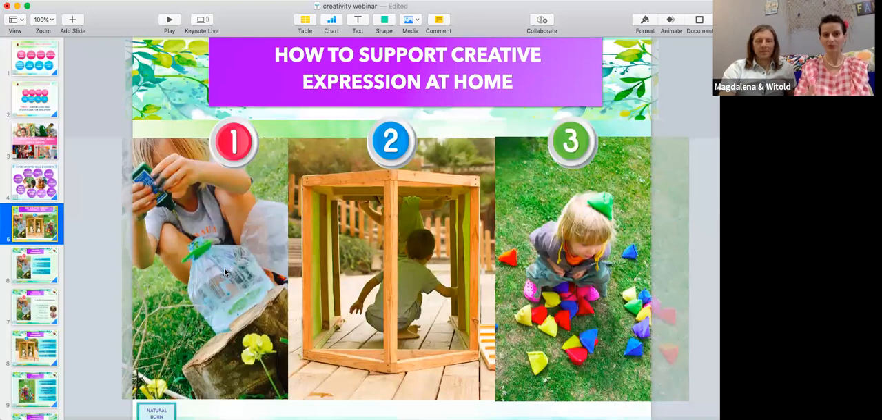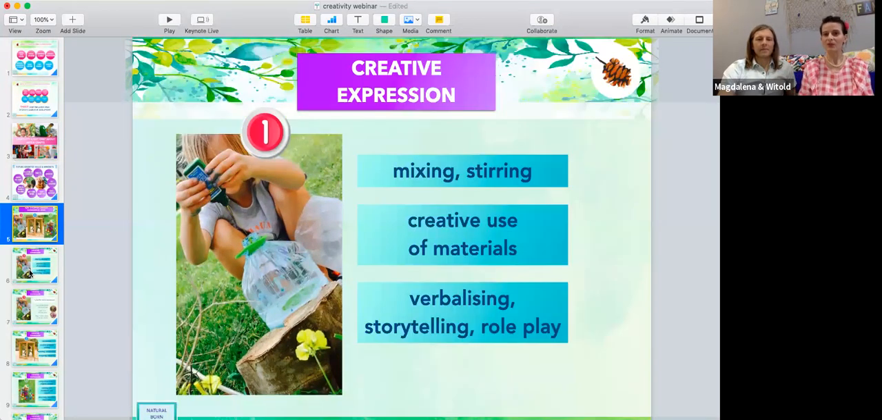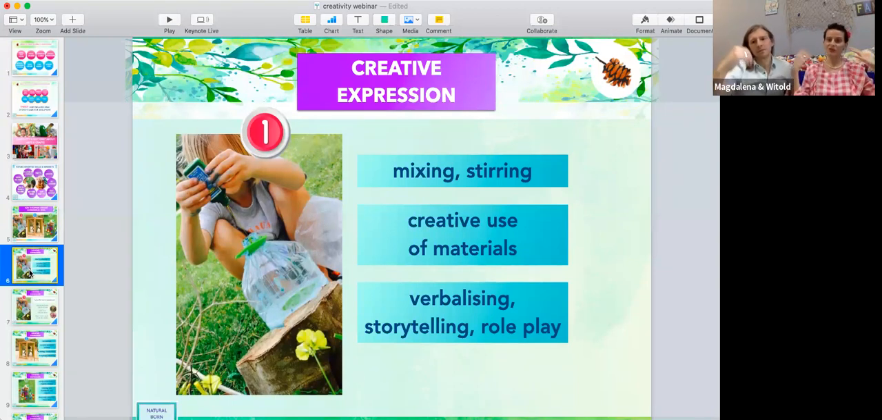In the first example, you can see a child pouring some paint into a plastic bottle. In this case, it's full of water. It's not about painting a picture here, or about creating something specific. It's about mixing, stirring, being in the process, seeing what is going to happen, the creative use of materials. In the process of doing this, the child discovers so many things, and they start to verbalize, they start to tell stories. It can lead to creative storytelling, role play, communication, interaction.